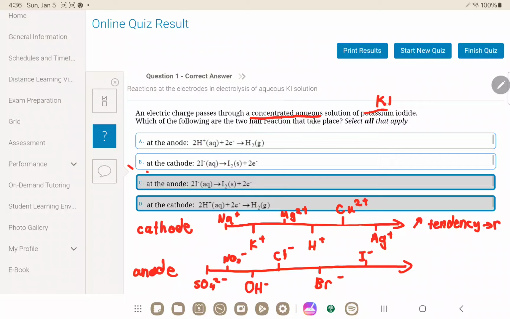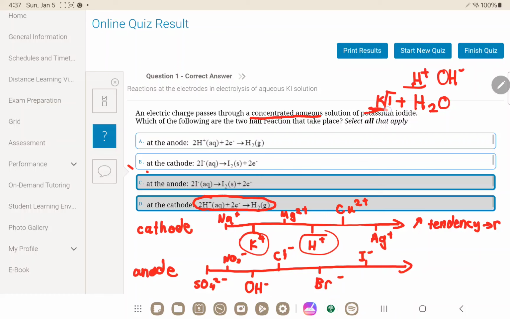So first, you need to see K. K, where is it here? K is here. Since it's an aqueous solution, it means that you have KI plus H2O, or H+ and OH-. So does K have a higher tendency than H? As you can see, K is lower on the arrow, so no, it does not. So H in this case will win. And since it's H+, it's going to go to the cathode. So you're going to find 2H+ plus 2 electrons turning into hydrogen at the cathode.